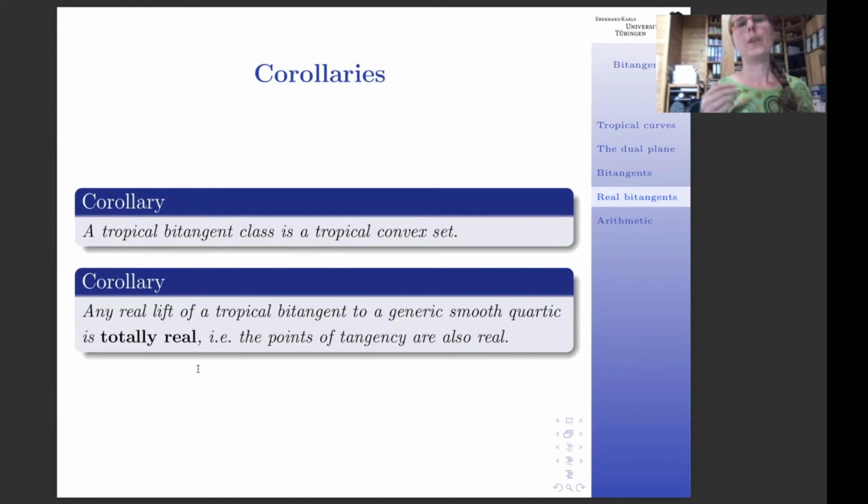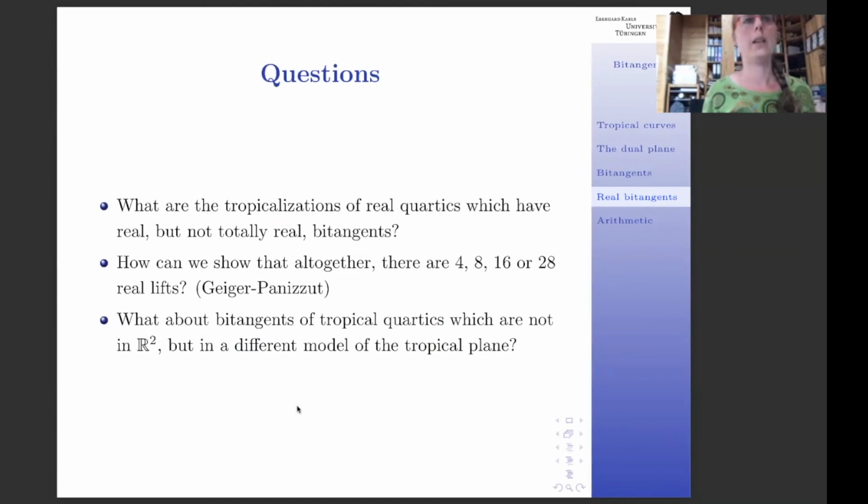Why is that the case? Well, because we're making a restriction in the tropical world. Of course, we're dealing with smooth quartics in the tropical world also. And so that means that all those examples where we have real lines which are not totally real, they must tropicalize to something which is non-smooth. And for those, the techniques are only partially established at this point by Joaf and also some of his collaborators.